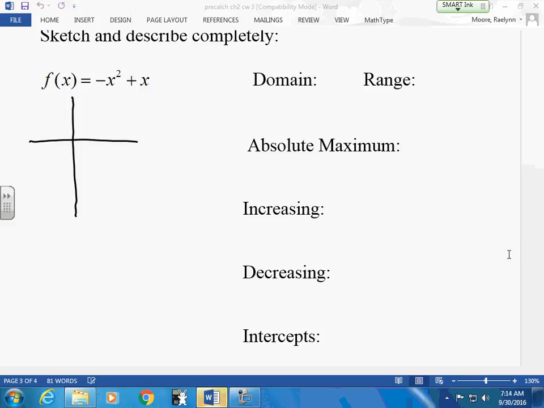So now, your sketch, pay attention to where it's crossing your axes. You don't want to sketch it up here or way down here. It's kind of going through the zero. Pretend mine's going through the zero.